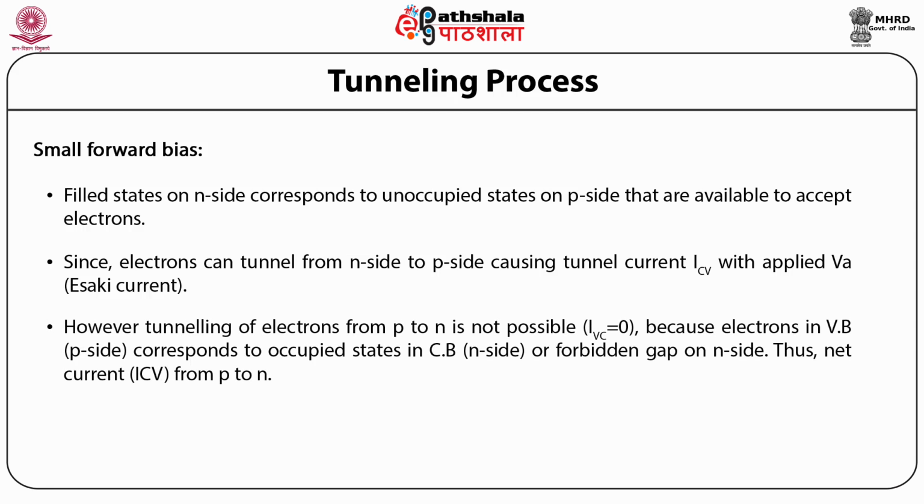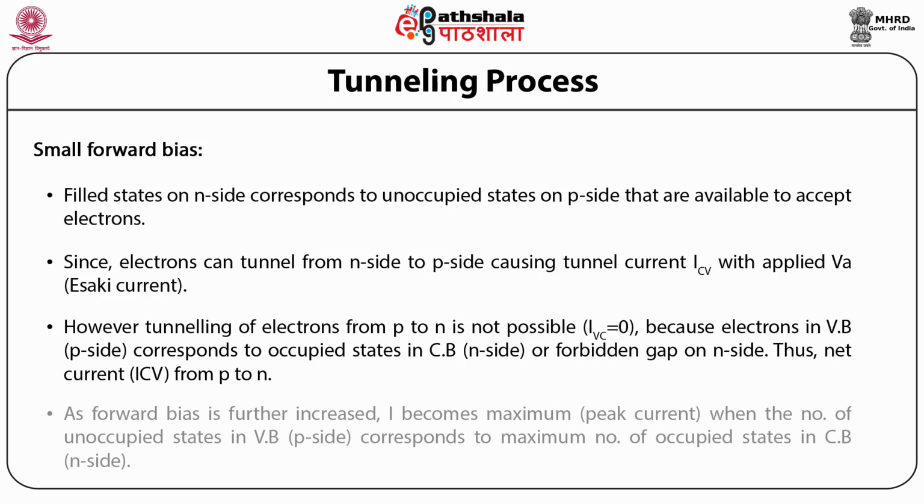However, tunneling of electrons from P to N is not possible. That is, I_VC is equal to 0, because electrons in the valence band on the P side correspond to the occupied states in the conduction band on the N side or the forbidden gap on the N side. Therefore, net current I_CV flows from P to N.